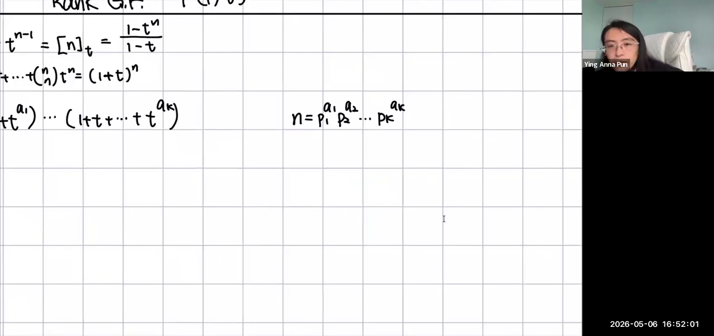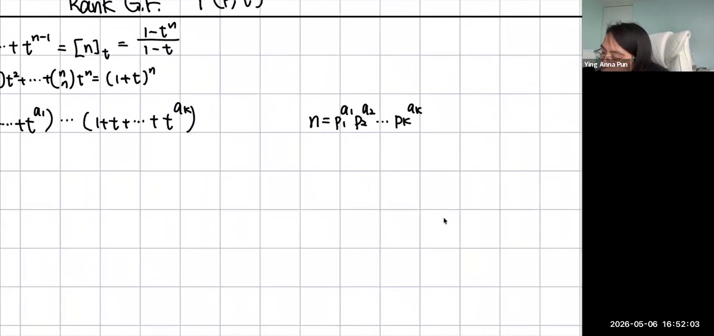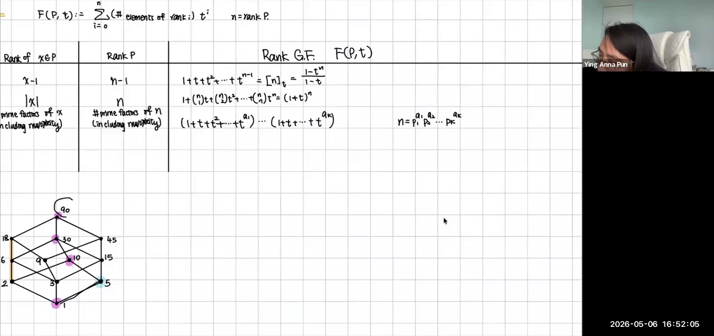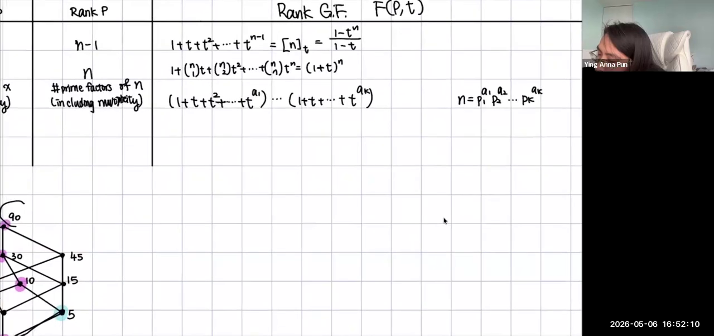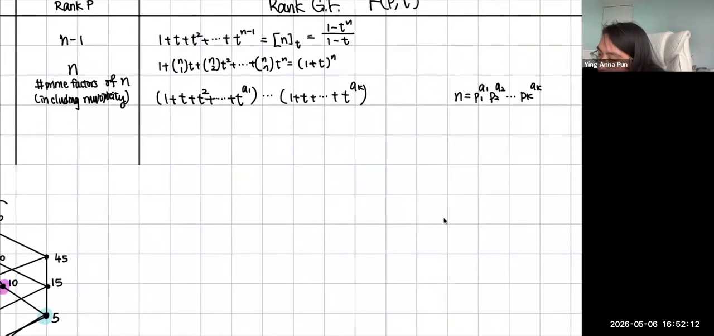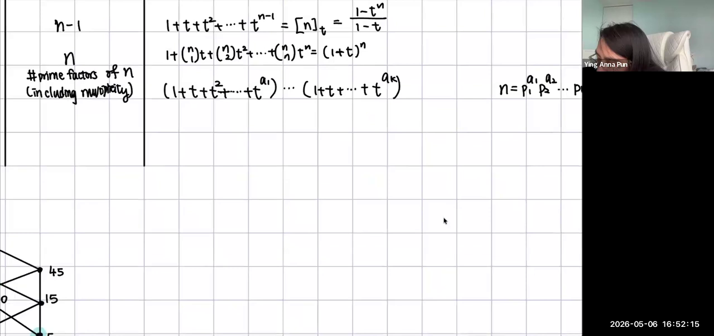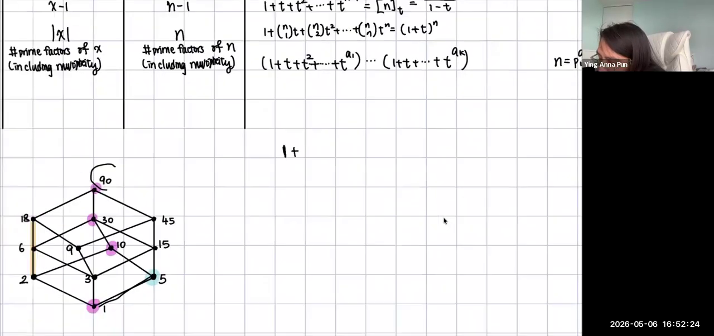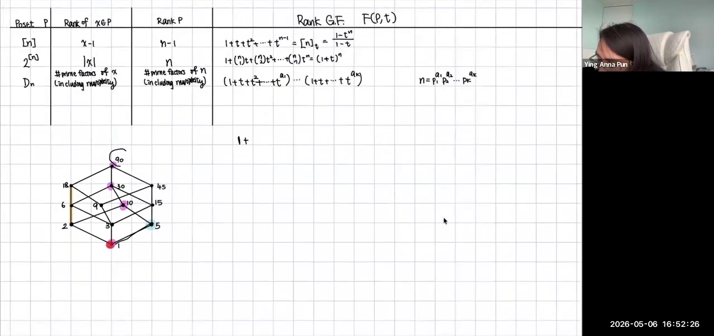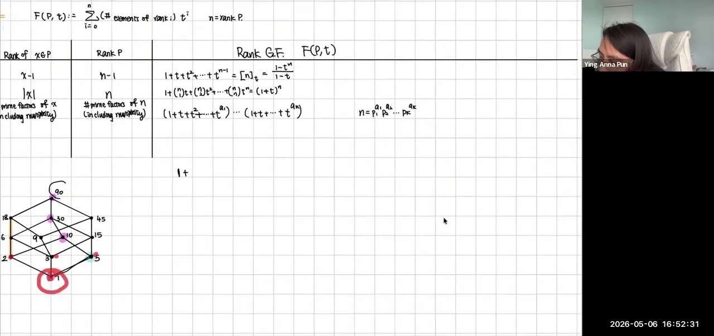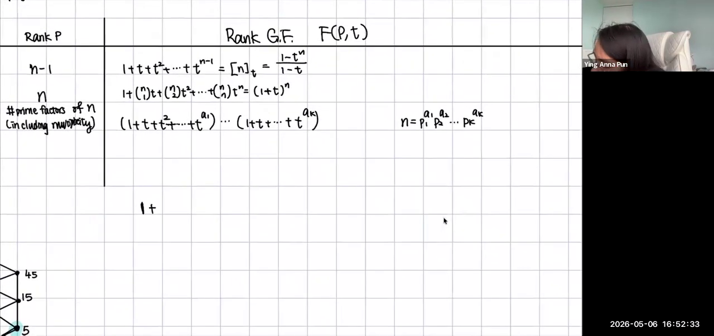Okay, so that's the unique prime factorization of n. So how come the rank generating function is like this? Well, think about what the rank generating function is. It is always 1 plus something, because you always have the factor 1 here. And then afterwards is the number of primes that you get, right?